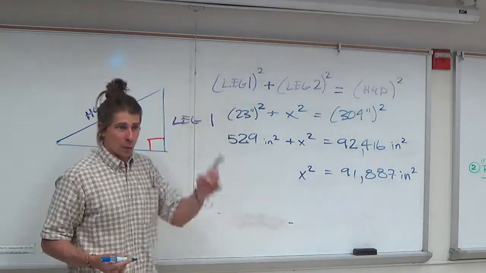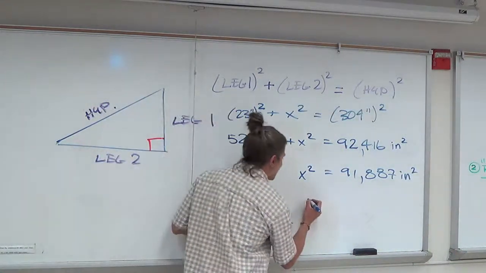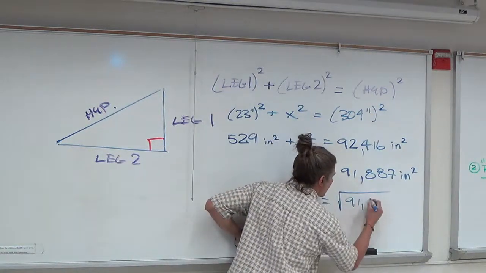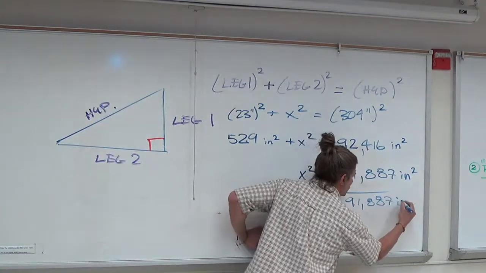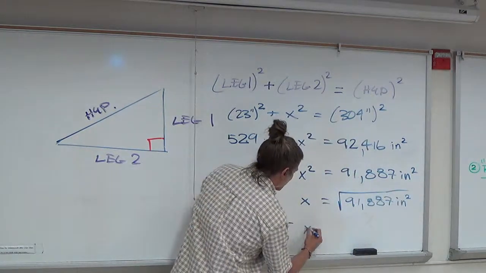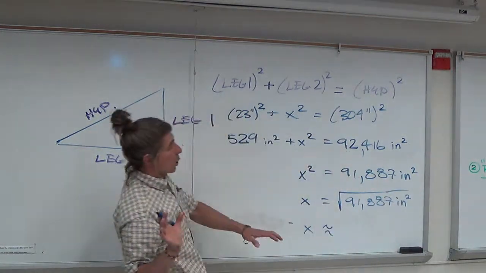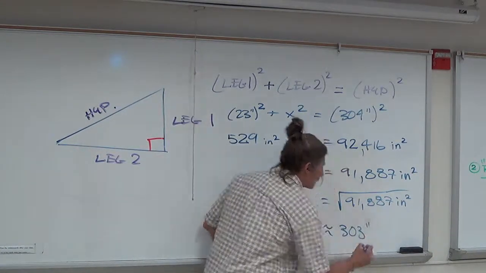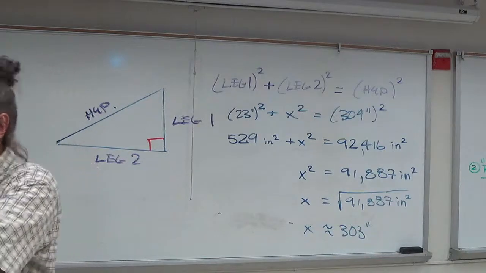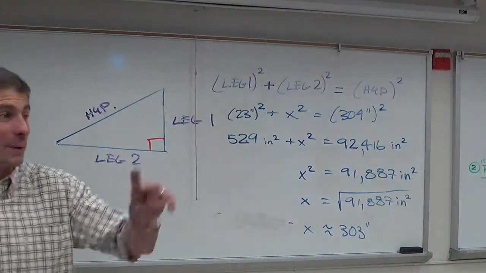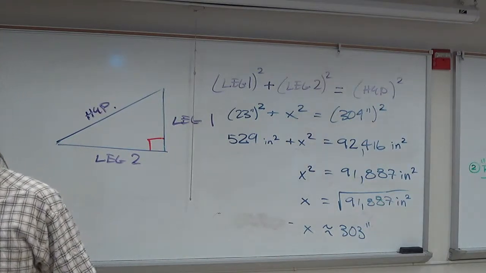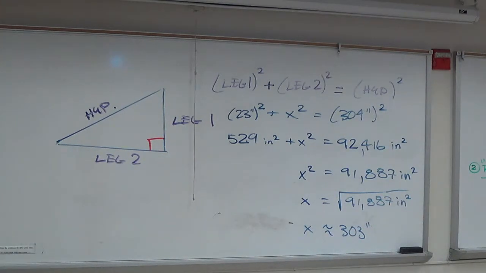All right? You ready? What is x if we take the square root of this, 91,887 square inches? 303.13. We end up with x is about equal to 303.13. We're going to call that 303 inches, because we probably shouldn't use any more decimals than that, only because we didn't use any more decimals in our measurements. We measured off to the nearest inch, yes? We shouldn't even put the 0.1, should we?